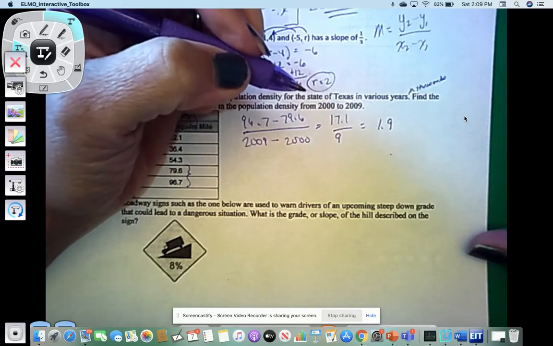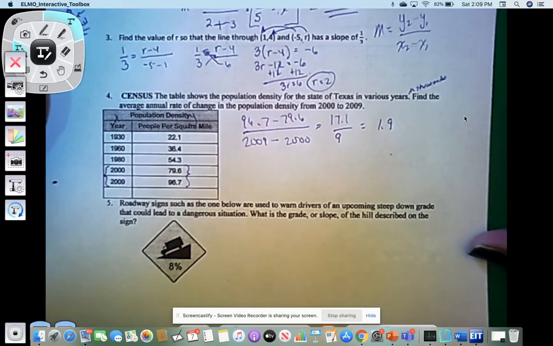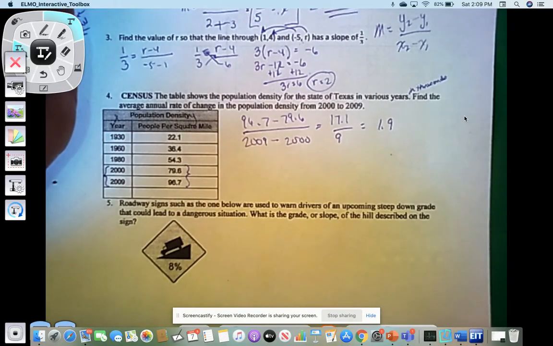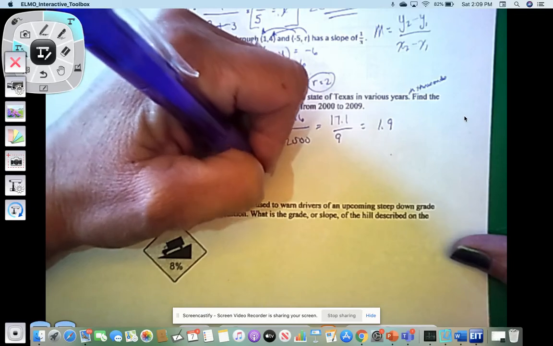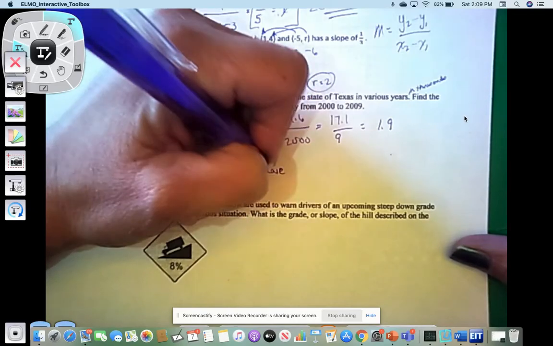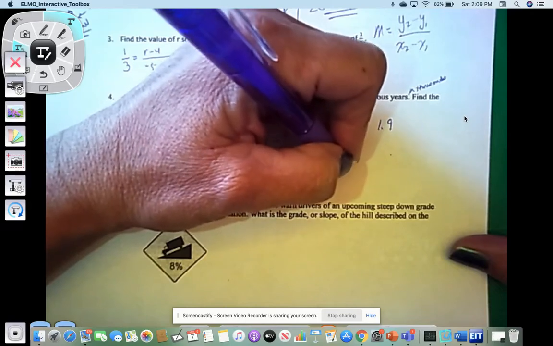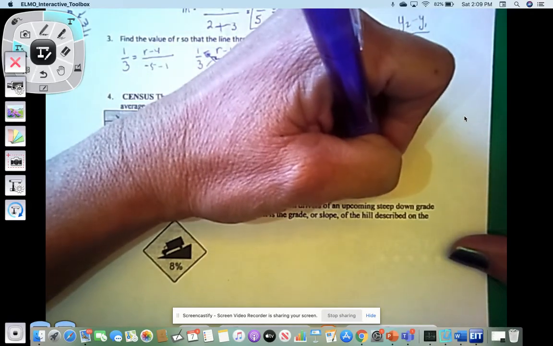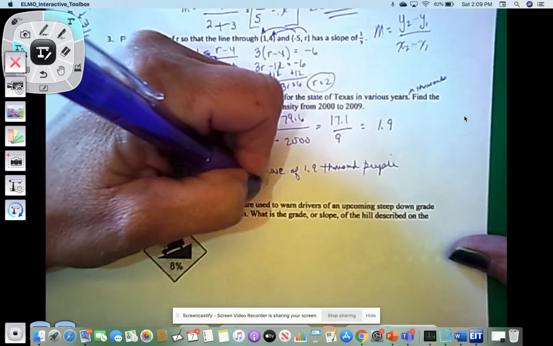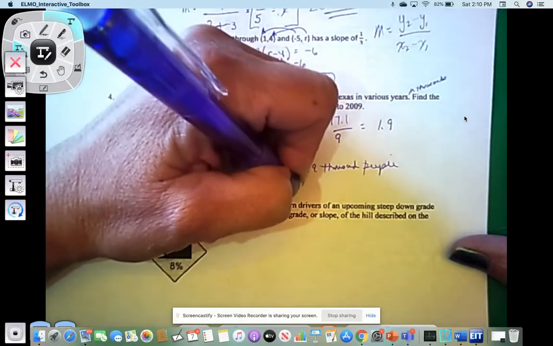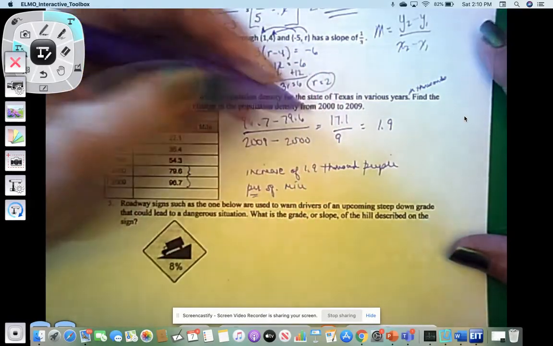So to answer the question, find the average annual rate of change in the population. Since they're asking me for the rate of change, I still have to say whether it goes up or down. So there is an increase of 1.9 thousand people per square mile. This is your answer.